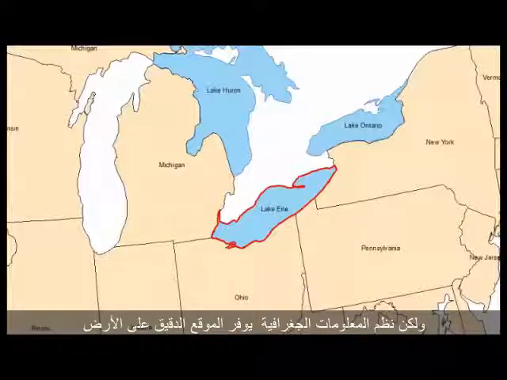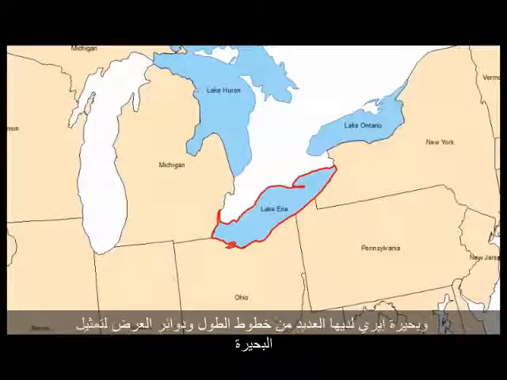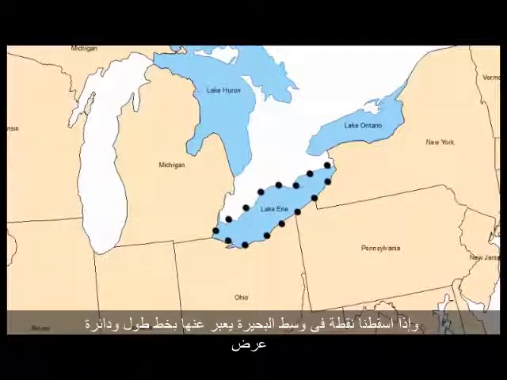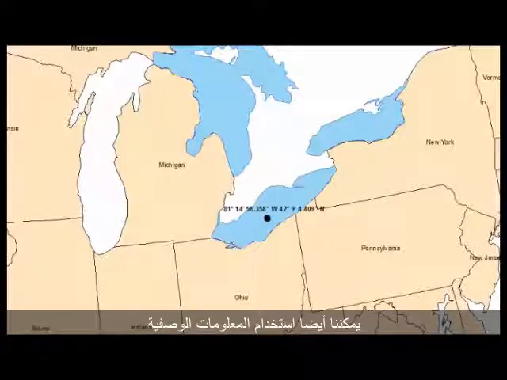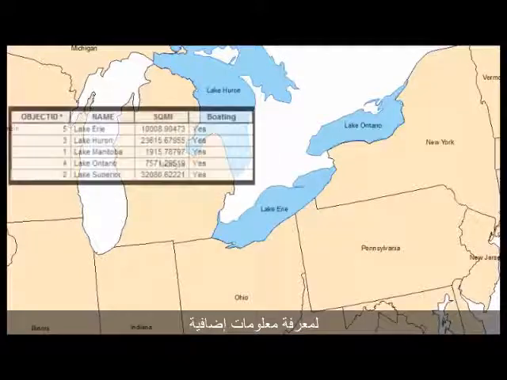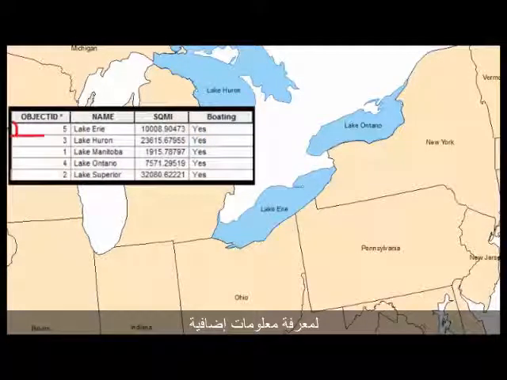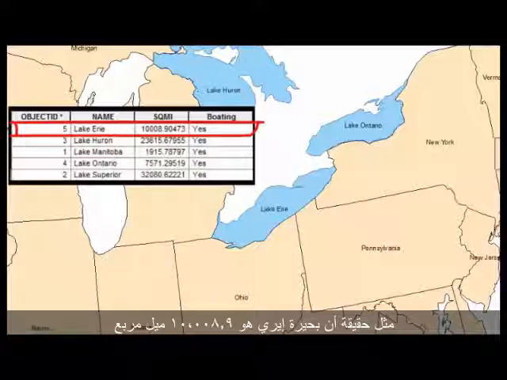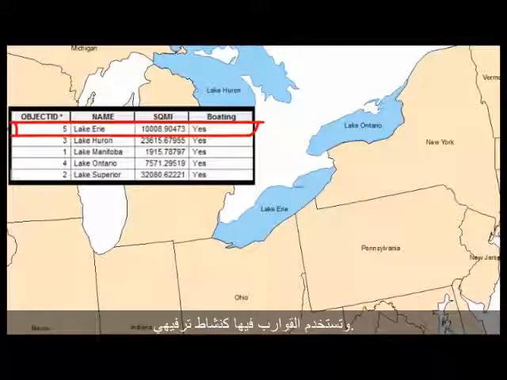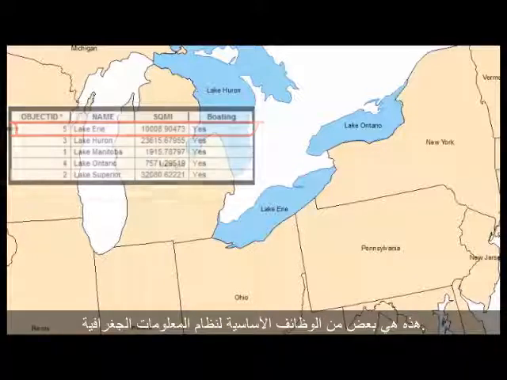A GIS also provides the precise location on the Earth using the latitude and longitude. Lake Erie has many latitude and longitude points to create the rim of the lake, but if I were to drop one point in the center of the lake, it would have the following latitude and longitude. We can also use the attribute information to learn additional information, like the fact that Lake Erie is 10,008.9 square miles and allows boating as a recreational activity.